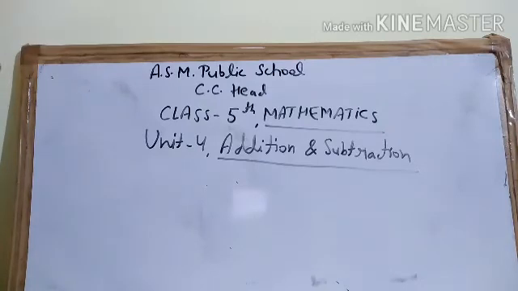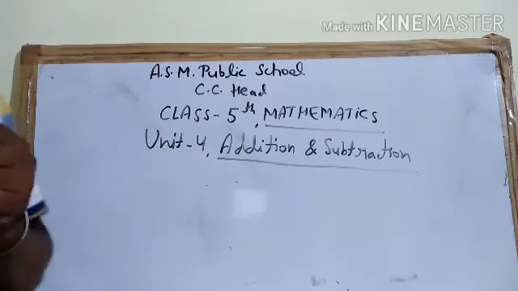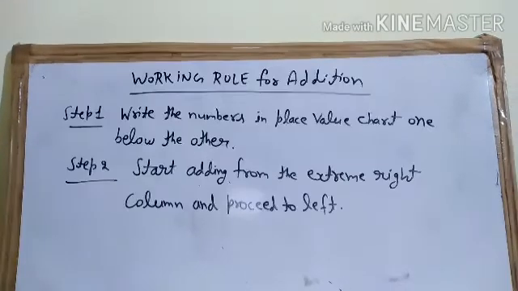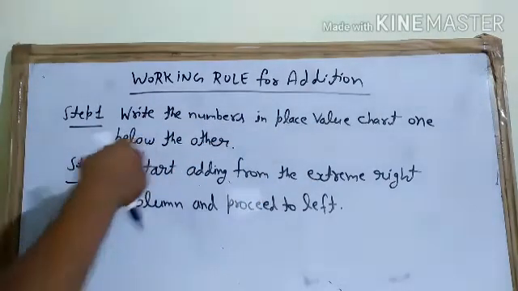In class 5th today we are going to start unit number 4, addition and subtraction. So let's see what happens in this unit. For addition we have mainly two working rules. Rule number 1, write the numbers in place value chart one below the other.